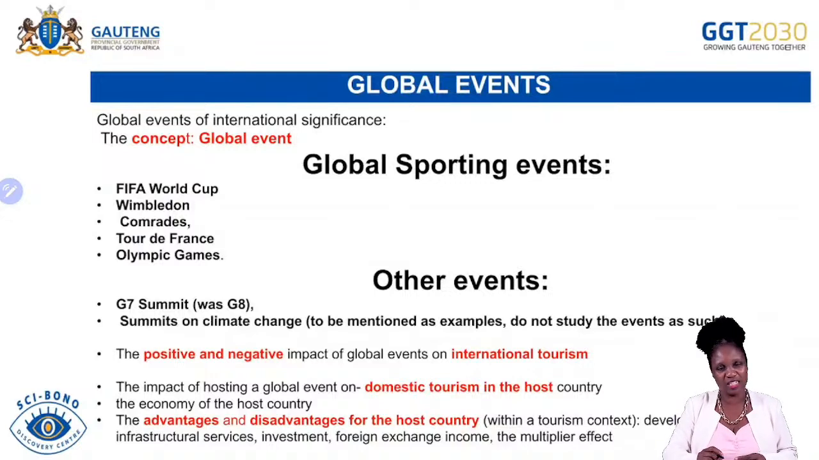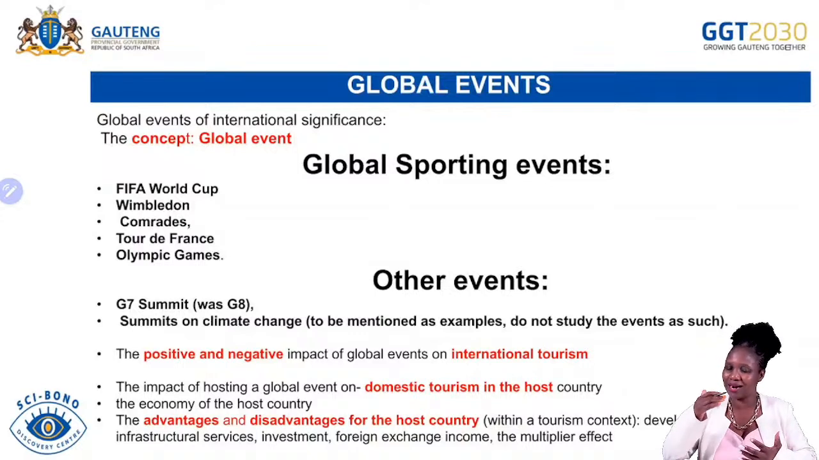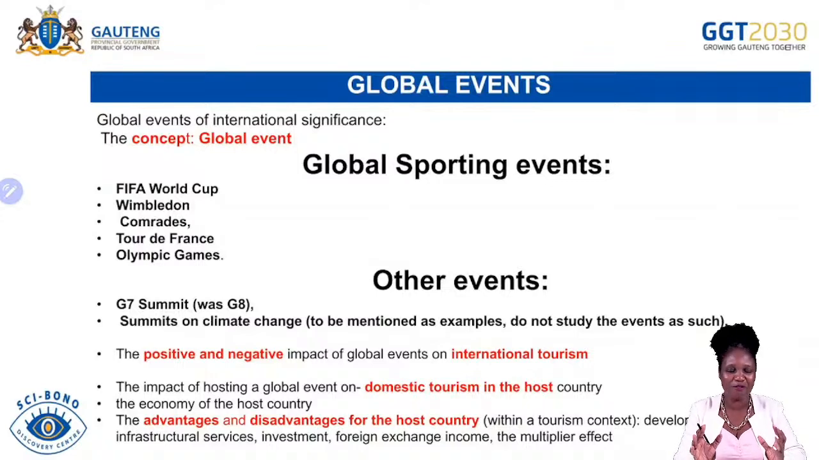All together. All right. We've got global sporting events. These events are very important, right? You need to know them. We've got the FIFA World Cup, a sporting global event that takes place every 4 years. Remember the recent one that we have? We had the FIFA World Cup in Qatar. You still remember that? Good. And remember, we once hosted the FIFA World Cup in 2010.